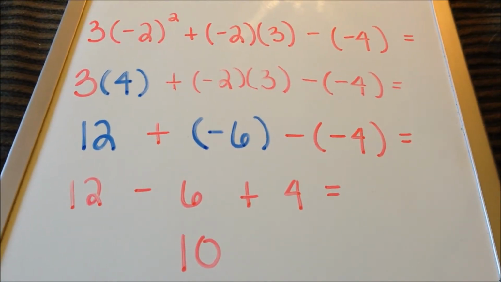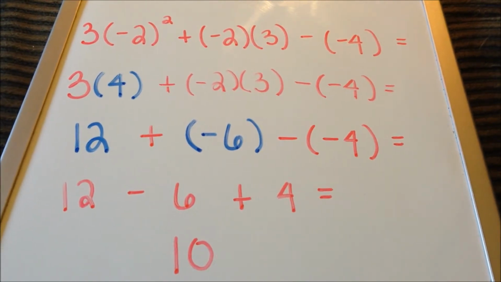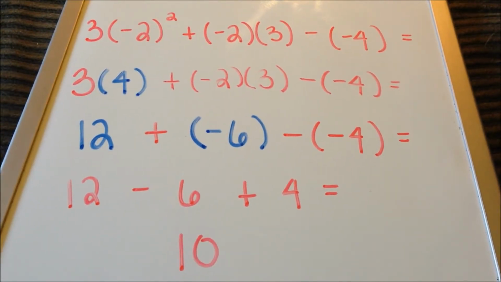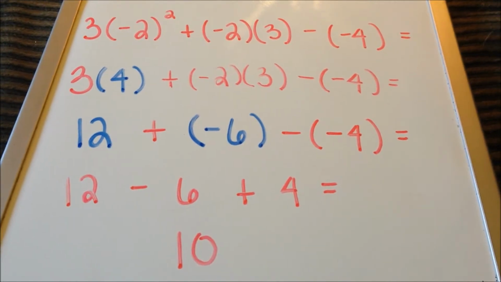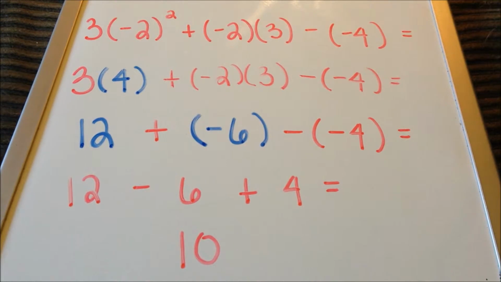My recommendation is that you put parentheses around every number that you're plugging in for a variable. So at this point we have 3 times -2 squared plus -2 times 3 minus -4. Let's use the order of operations to determine the answer. We do not have any parentheses to simplify, but we do have an exponent.